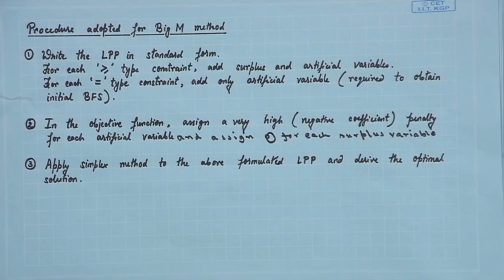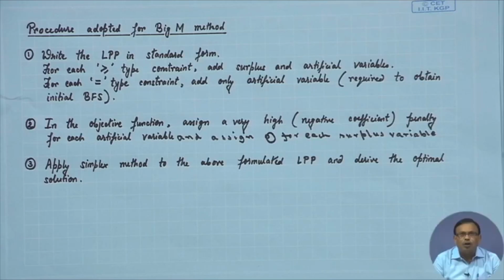For each equals type constraint, in that case I have to add only the artificial variable. This is required to obtain the initial basic feasible solution, because in the equals type constraint, if we do not add this artificial variable, then the initial basic feasible solution will not occur. This we will discuss whenever we are solving the examples. So, this is the first step.